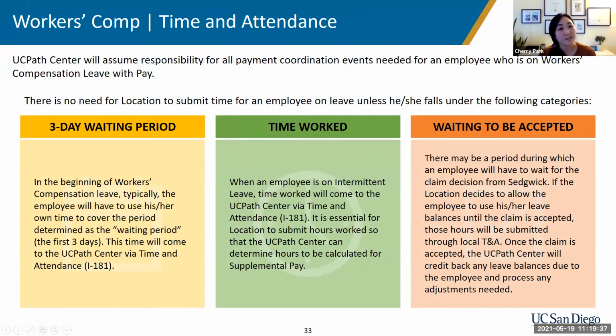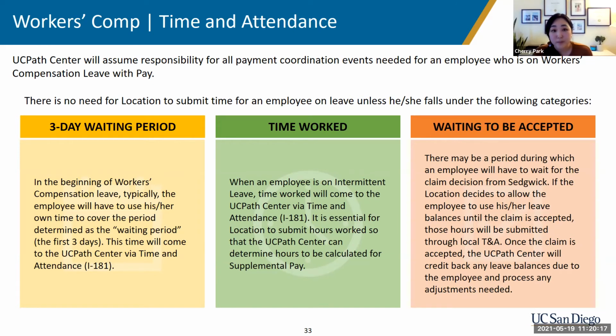Workers' comp and time and attendance. UCPath will assume responsibility for all payment coordination events needed for an employee who is on workers' comp leave with pay. There is no need for the location to submit time for an employee on leave unless he or she falls under the following categories. The 3-day waiting period: in the beginning of a workers' comp leave, typically the employee will have to use his or her own time to cover the period determined as the waiting period, the first 3 days. This time will come to UCPath Center via time and attendance.